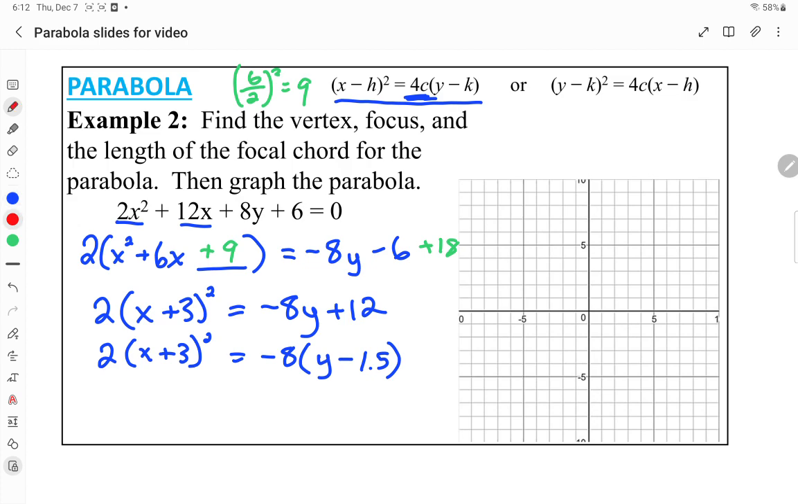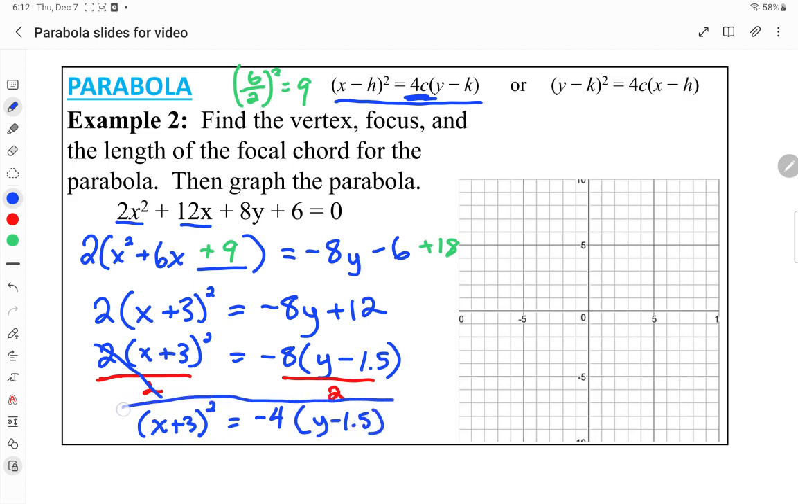Now I want to get rid of this 2 in front, so what I'm going to do is divide both sides by 2. I could have chosen to divide by 2 one step earlier. That would get me to the same result. That is fine. It's going to cancel that there. Leave me with my final graphing form. There we go. Graphing form.